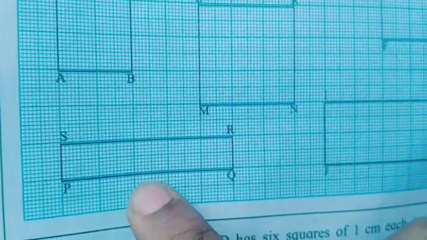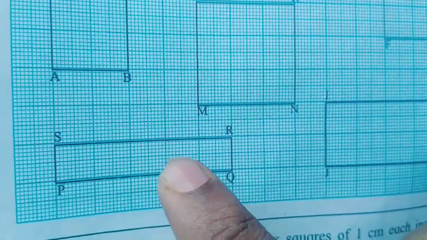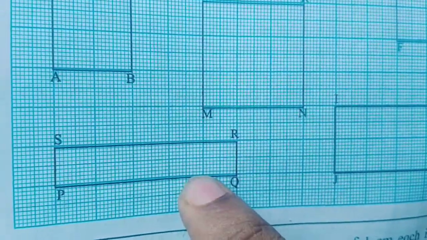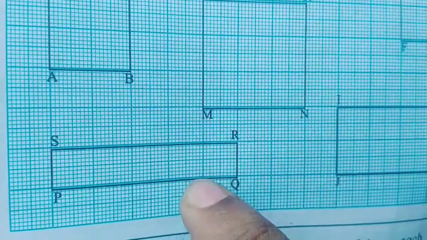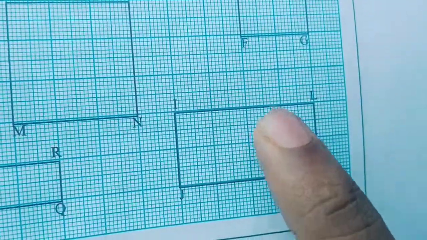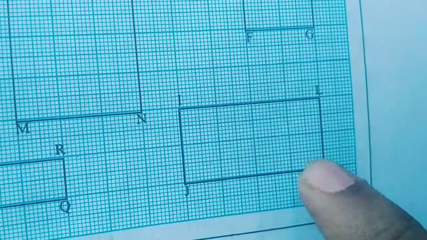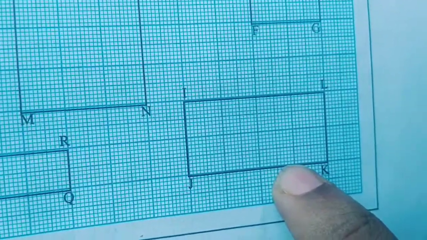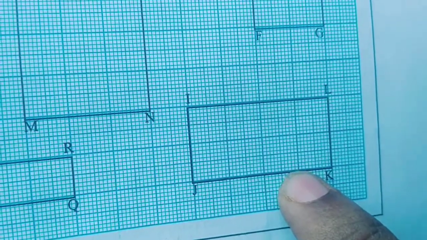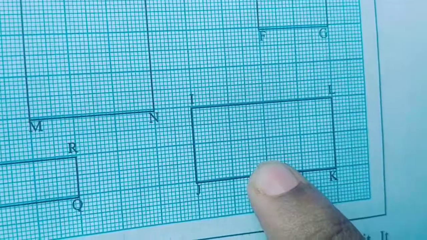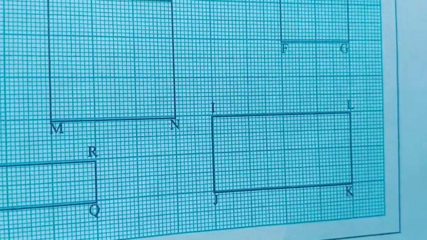Similarly here 1, 2, 3, 4 and 5. So the area of this rectangle is 5 square centimeter. Now look here. 1, 2, 3, 4, 5, 6, 7 and 8. 8 squares are present inside this rectangle. So the area of this rectangle is 8 square centimeter. I hope you understand.